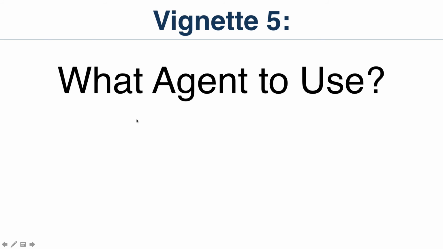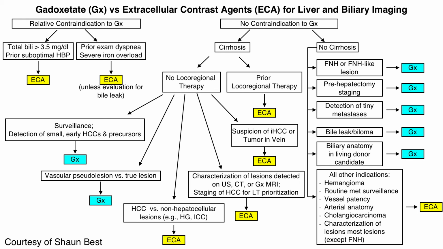Okay, let's summarize what agent to use. So after all that, this is probably the only important slide I'm going to show. But if I had started with this, you all would have walked out, and then I would have nothing to say. So, do you want to give Gadoxetate, or do you want to give an extracellular agent if you're imaging the liver? By the way, if you're not imaging the liver, don't give Gadoxetate, use extracellular agents. But if you're imaging the liver, which one do you pick?